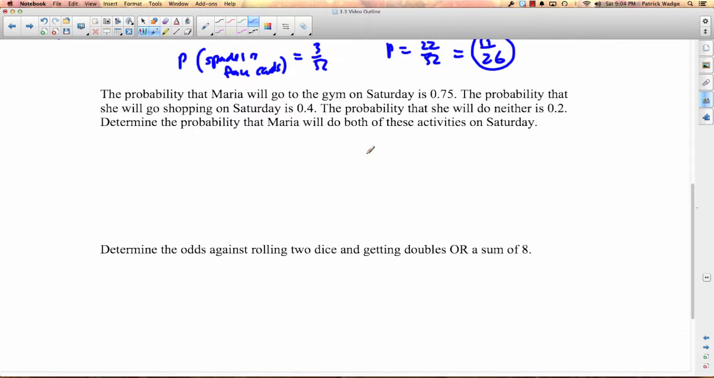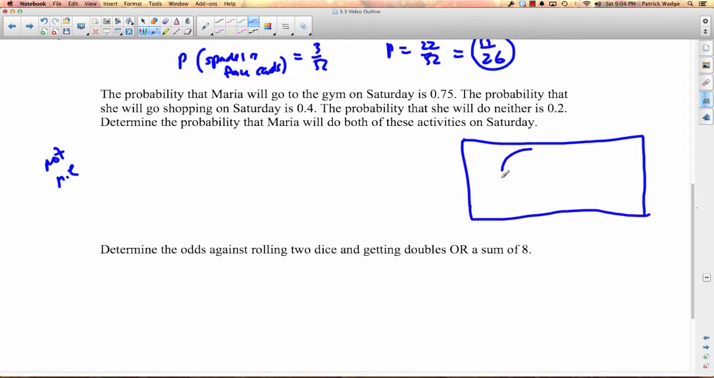Are these mutually exclusive? Could she go to the gym and go shopping? Yeah, for sure. This is a typical day for many teenagers, isn't it? So this is not mutually exclusive. I think this is a case where using a Venn diagram will definitely help. Personally, I really love Venn diagrams. They help me picture a lot of these things.